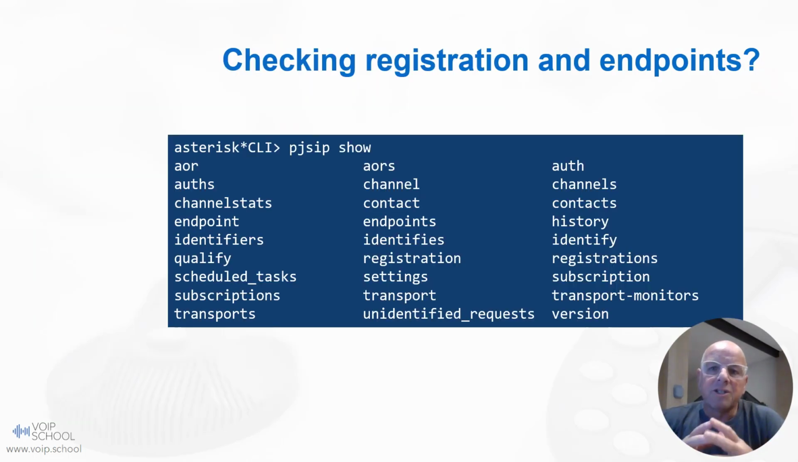To check registration details and configure endpoints in Asterisk, you can use pjsip show command from the Asterisk CLI. This will display various objects and information related to the pjsip channel driver, including registrations, endpoint definitions, transports, and more. Carefully review the registration and endpoint sections to verify if your setup is correct and operational.